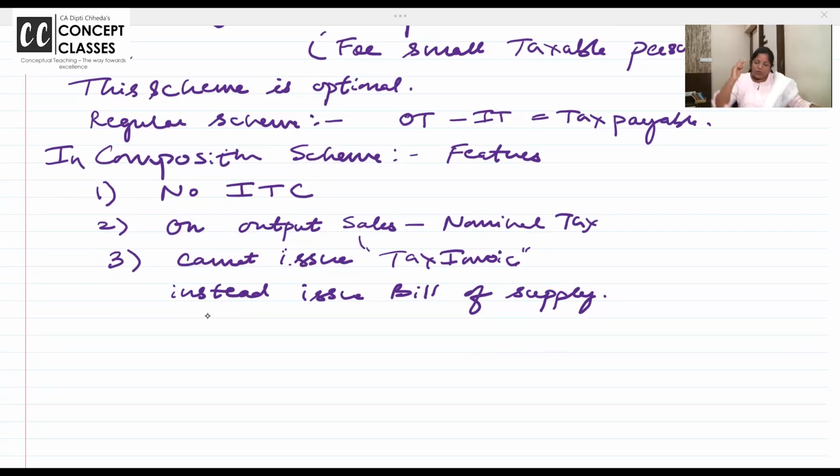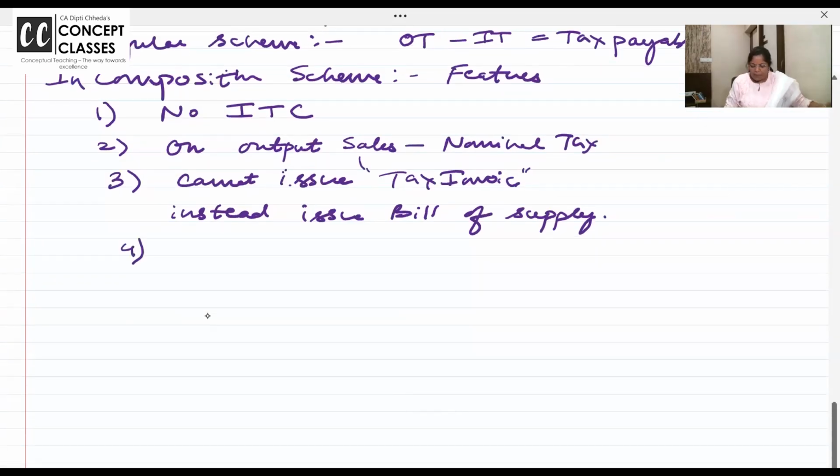Chalo. So you cannot claim input tax credit. You are out of that supply chain. On output tax, some nominal amount of tax you have to pay. You cannot issue a tax invoice because whoever is the buyer from the composition dealer cannot claim the input tax credit. So you just issue the bill of supply. Bas, baat khatam. Give the bill of supply and it will be done for you.